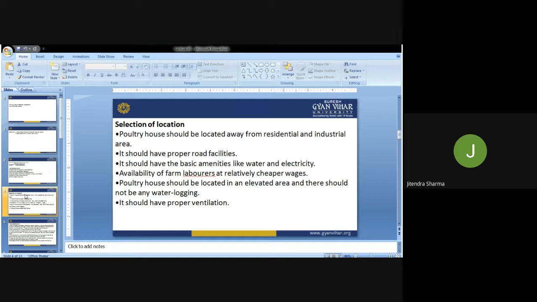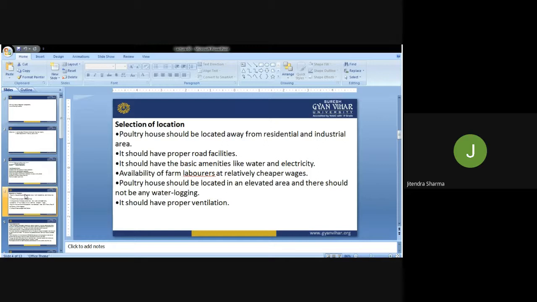It should have proper connectivity and road facilities. That is very important, because we cannot select an area without that kind of connectivity; regular transportation and many other business activities are performed properly only if we have proper connectivity. We have to choose the site that has proper road connectivity for the poultry housing.